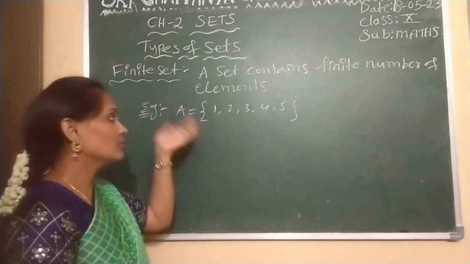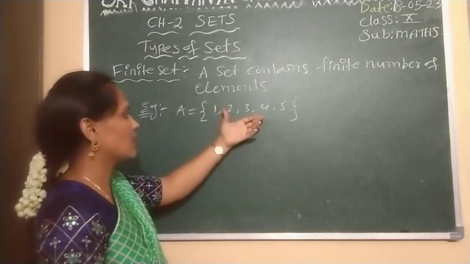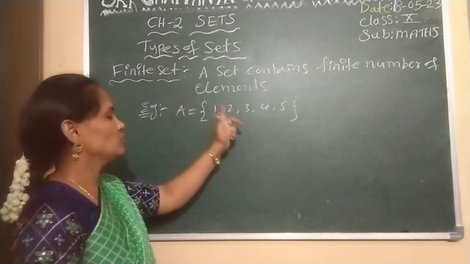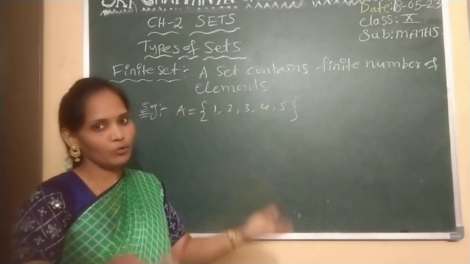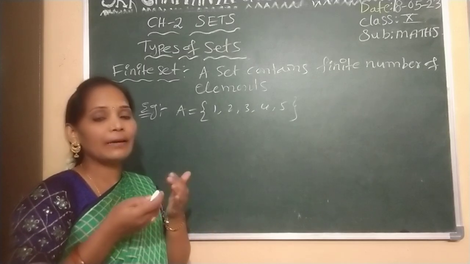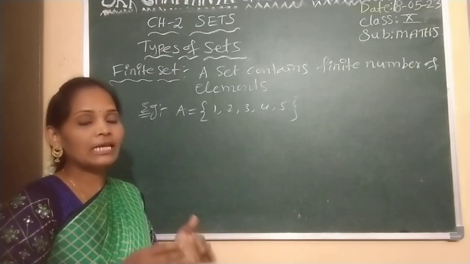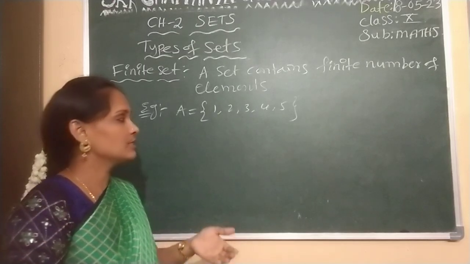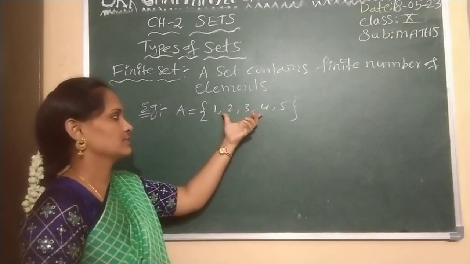How do you know? We are able to count the elements in the set A: 1, 2, 3, 4, 5. We are able to count. So a set which contains a finite number of elements, which we are able to count, that set we can call a finite set.